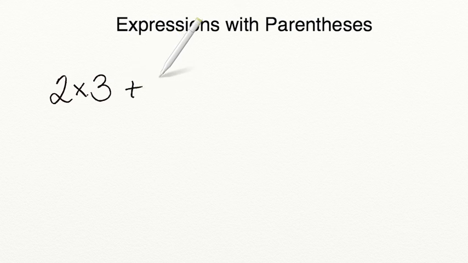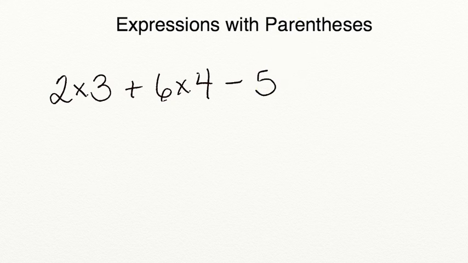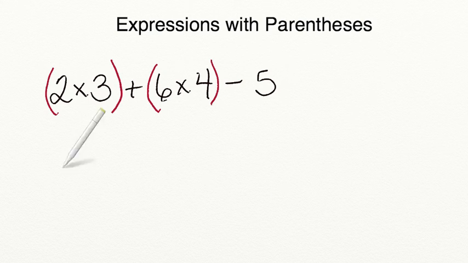So what would you do if you had an expression that had more than one set of parentheses? Where would you start? Let's look at another example together. If I have the expression 2 times 3 plus 6 times 4 minus 5, and I have more than one set of parentheses, I have 2 times 3 and 6 times 4 in parentheses. You're going to solve this like you would a normal expression, starting at the left and working your way to the right. So you're going to solve your first set of parentheses first.